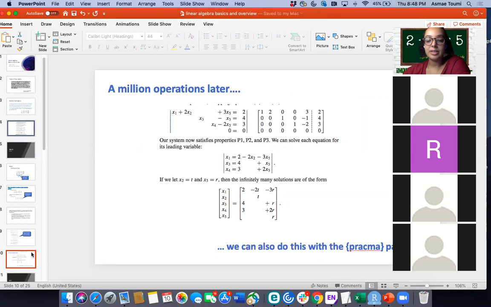So at the end, you get a system that satisfies those properties. The first non-zero number in each row is the leading variable, and they're all ones. That's good. And then we have them in their natural order of appearance. For example, if this one was instead over here, that would be bad news. That would mean we're violating property number two.